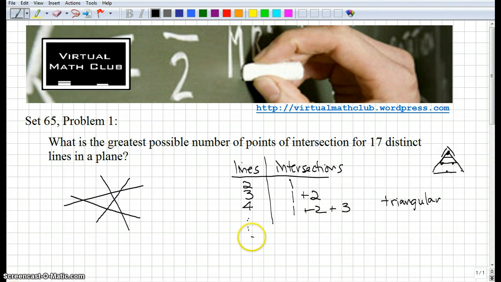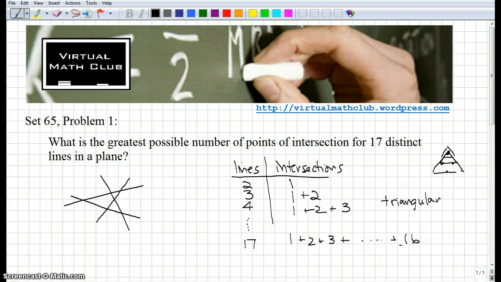So let's see, when we add the 17th line, we're going to cross all the 16 previous lines. So the total number of intersections is going to be 1 plus 2 plus 3 plus, and so on, all the way up to 16. Okay? So we need to add the numbers 1 through 16 in order to get our answer.